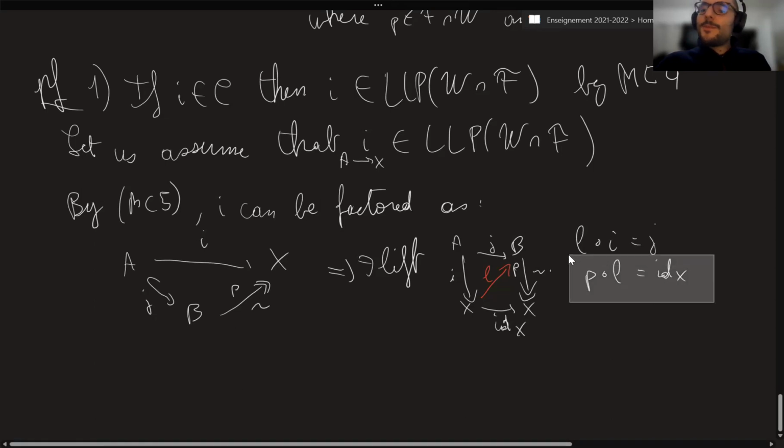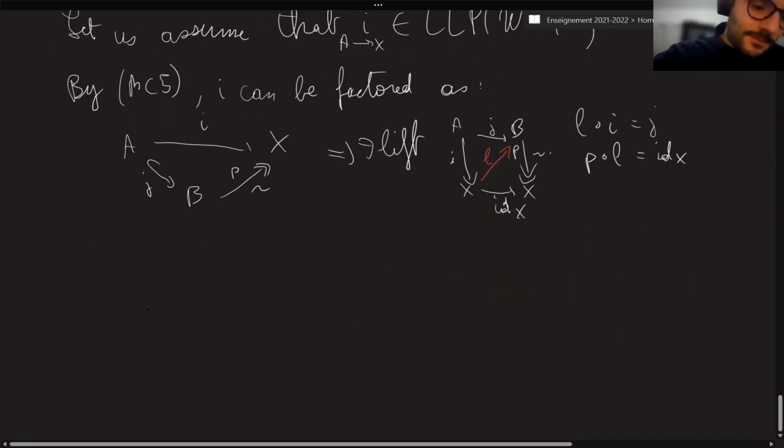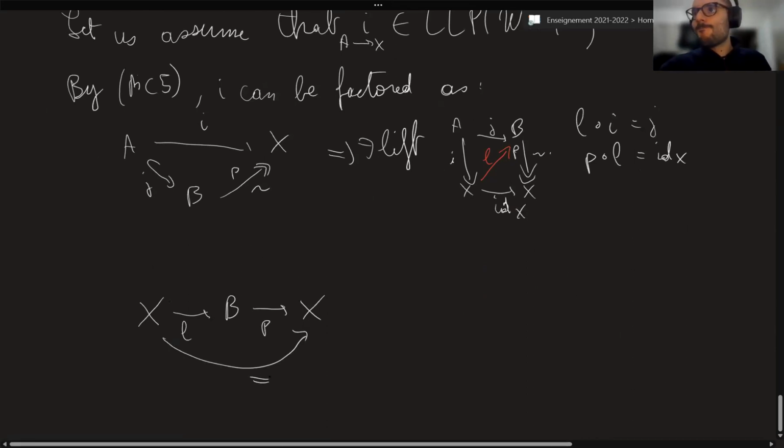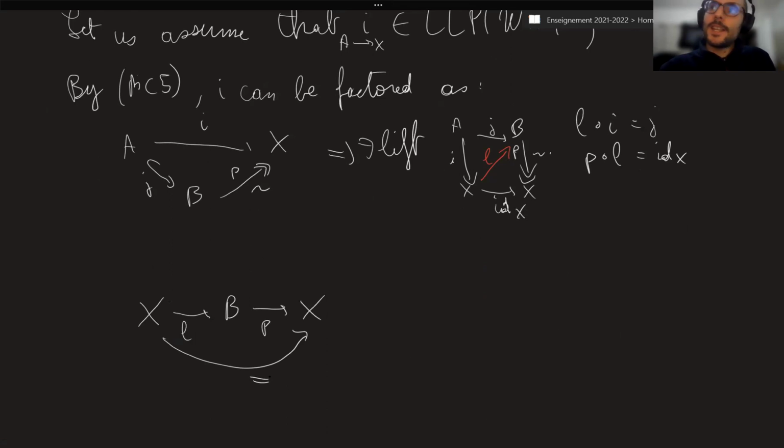So this starts to look like something that could be a retract, right? If we put X on the bottom and B here and X here, and here we put L and here we put P, this is the identity. So this starts to look like a retract. B, sorry, X is a retract of B already.